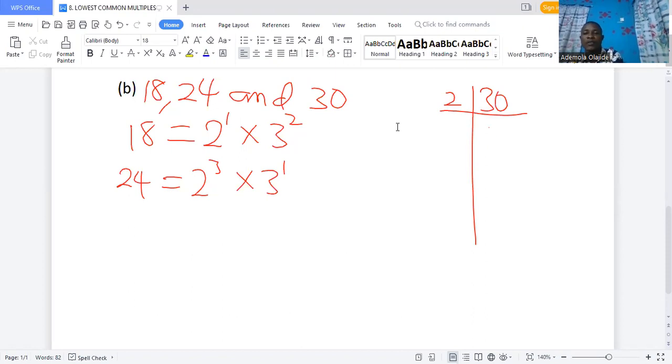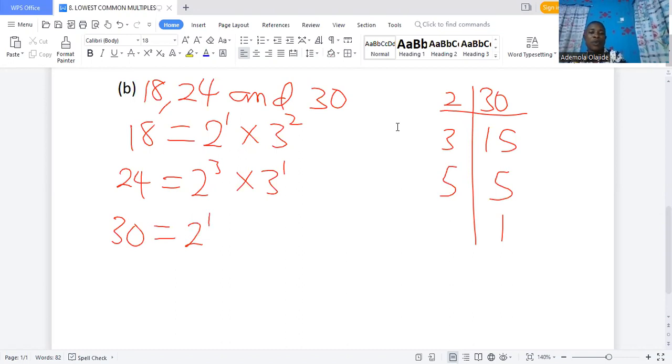30, 2 in 30, 15, 3 can go in 15, 5 can go in 5 once. So that means 30 produces 2 to the power of 1 times 3 to the power of 1 times 5 to the power of 1, because each of these numbers appears once.